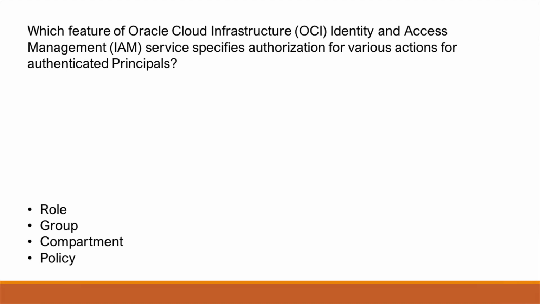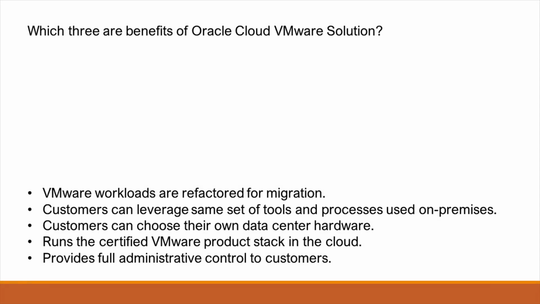Let's talk about this question: which feature of Oracle Cloud Infrastructure, OCI, Identity and Access Management, IAM, service specifies authorization for various actions for authenticated principals? Options for this question are: role, group, compartment, policy. Correct answer for this question is policy, because in policy only we specify the permission for authenticated principals.